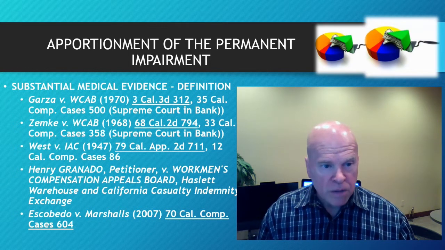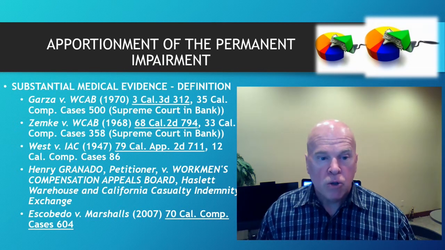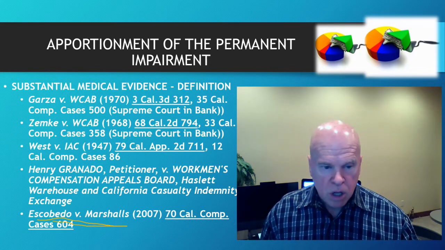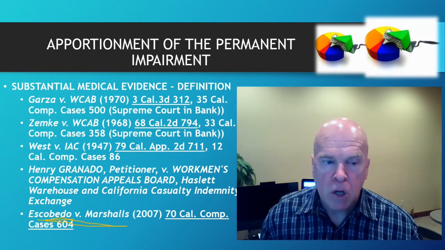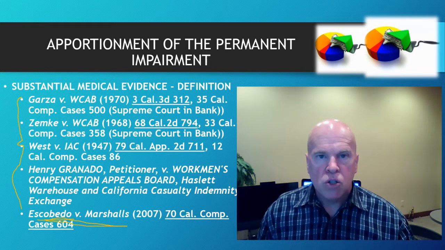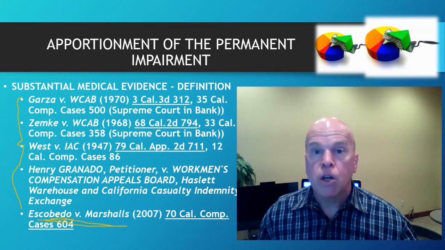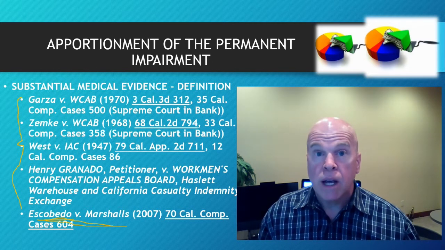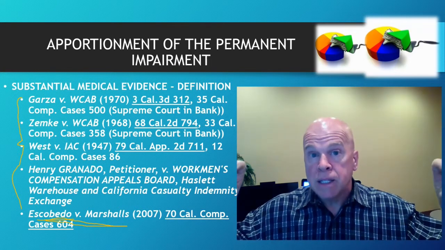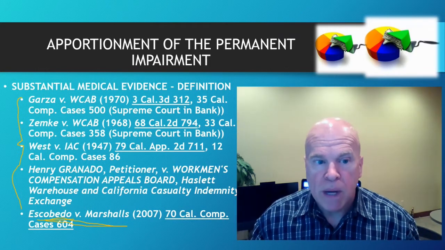And I've included all of these cases for you within your handout materials for today's discussion. So let's go through some of these cases one at a time. Of course, the most important of which is going to be, as I said earlier, Escobedo versus Marshalls. But all of these cases provide us some philosophy and some language as to how we can fashion our apportionment approximate percentages and our argument within the body of our report, such that that argument constitutes and qualifies as this lofty ideal, this high standard, this high bar of substantial medical evidence.